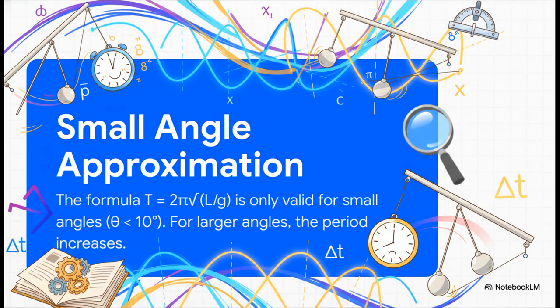And here's the solution. That famous formula T equals 2 pi square root of L over g is only valid for small angles. We're talking like less than 10 degrees. If the question mentions a large angle of swing, you have to know that the standard formula is just an approximation. The real time period will actually be a little bit longer. And that little detail, that can be the difference between getting the question right or wrong.